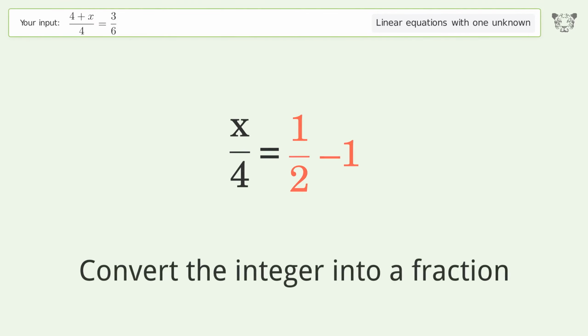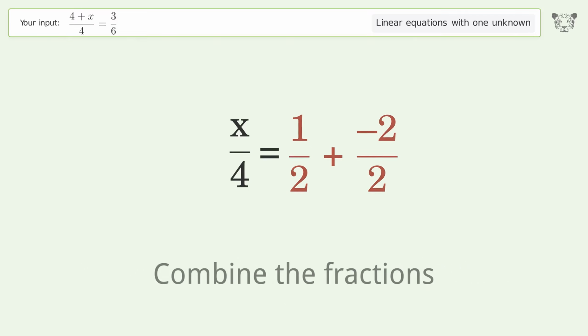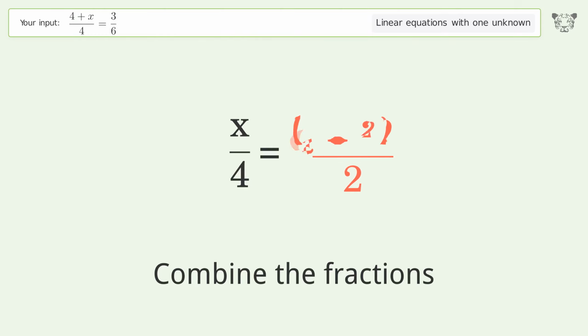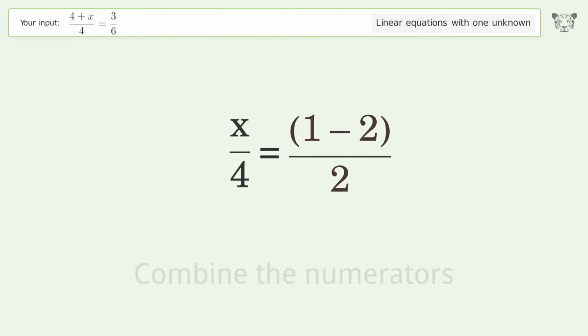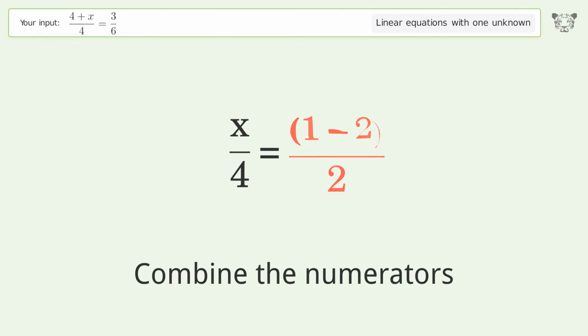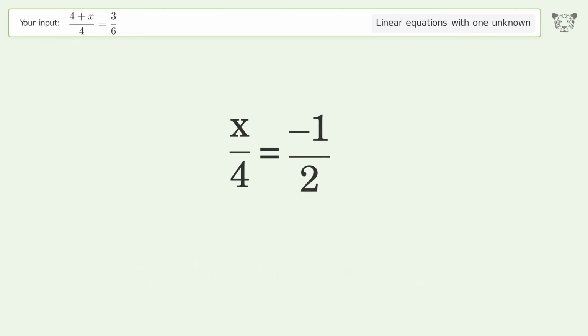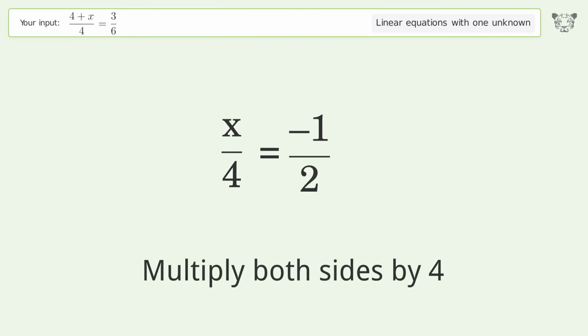Convert the integer into a fraction. Combine the fractions. Combine the numerators. Isolate the x. Multiply both sides by 4.